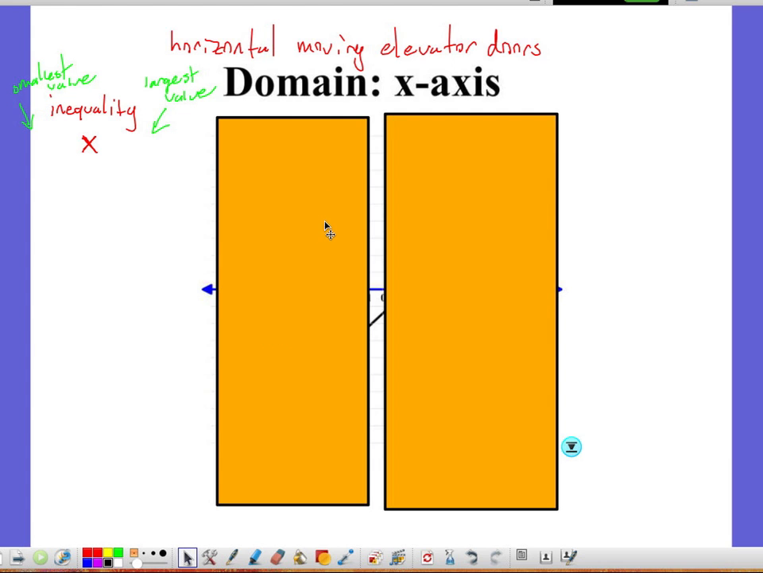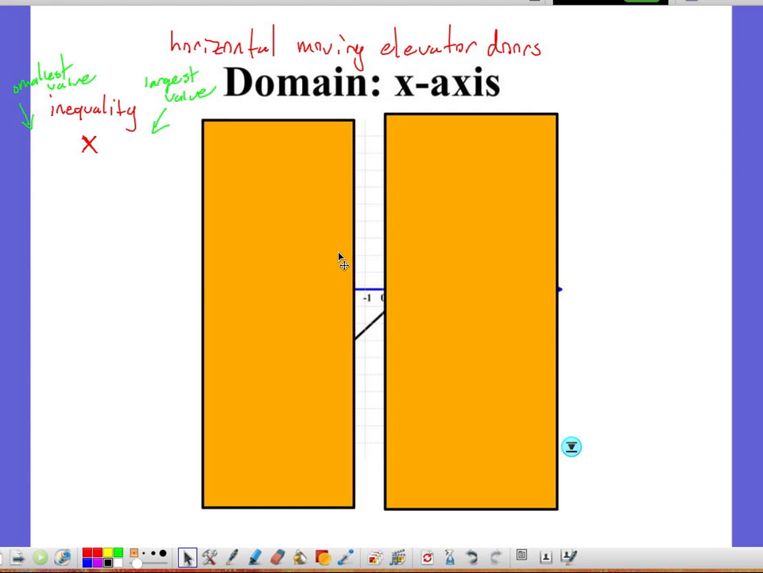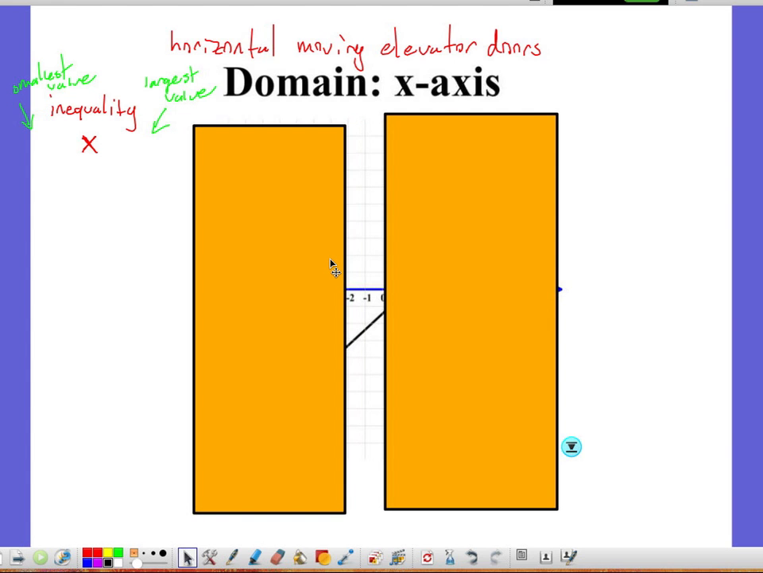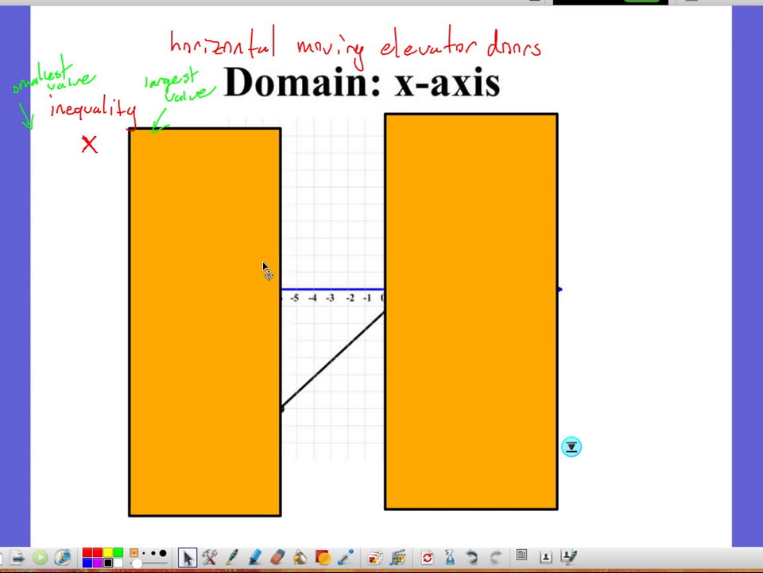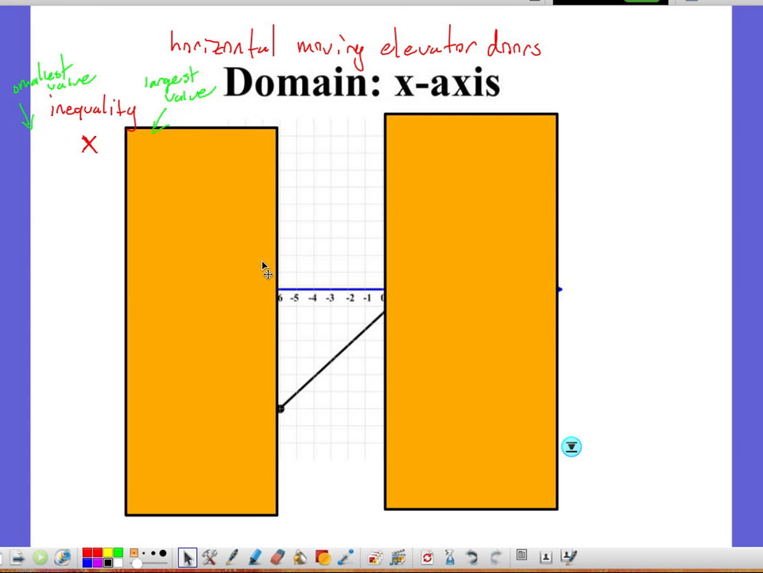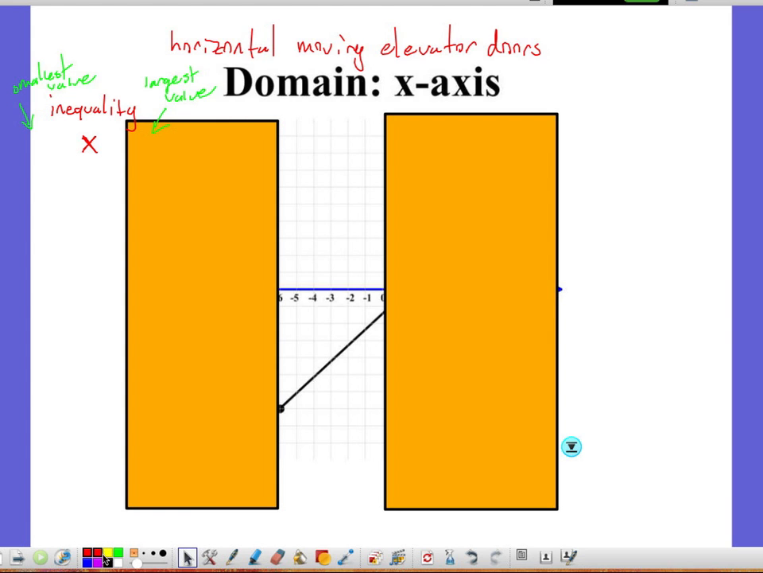So let's begin to find the domain. Remember, I'm going to move this left elevator door, and I just want to open it enough just so the graph can squeeze through. So I had one of my students tell me when to stop, and he told me to stop right there. And I asked that student, tell me at what value did that elevator door stop? Well, it stopped at -6. And is -6 going to be my largest or my smallest value of my domain? It's going to be my smallest value. And so I write -6 on the left side.